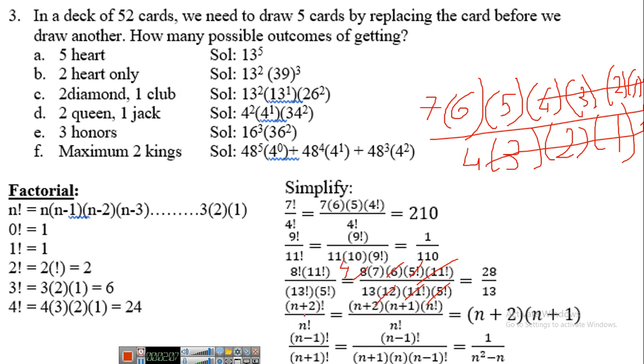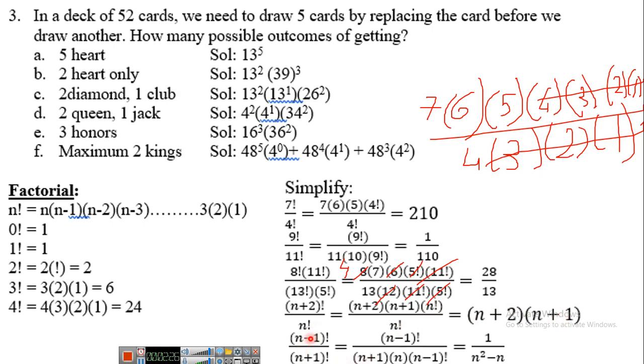Now n plus 2 factorial over n factorial. n plus 2 is bigger than n, so you start writing n plus 2, eliminate 1, it will be n plus 1, eliminate 1, it will be n factorial over n factorial. Simplify these two, and it will be n plus 2 times n plus 1.